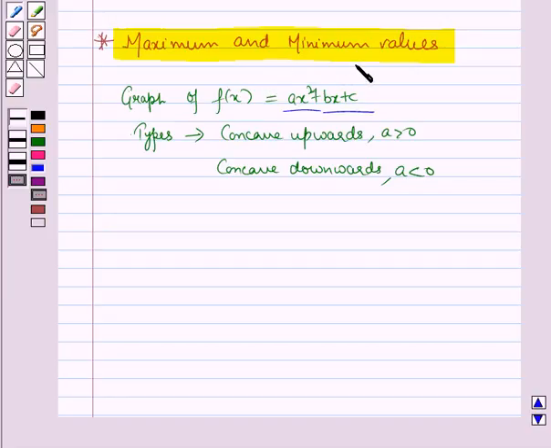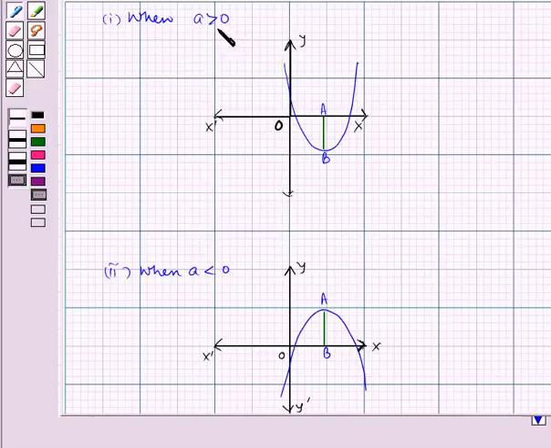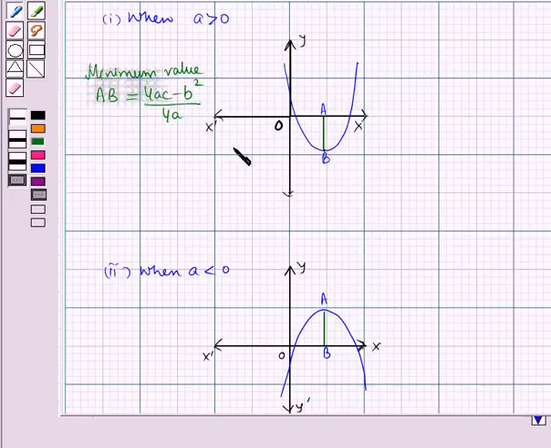Now let us discuss the maximum and minimum values with the help of the graphs. For part 1, when a is greater than 0, we have drawn the graph of the quadratic function. Here the minimum value, ab, is equal to (4ac minus b square) whole upon 4a, which occurs at the vertex where the value of x is equal to minus b over 2a, that is the distance OA.